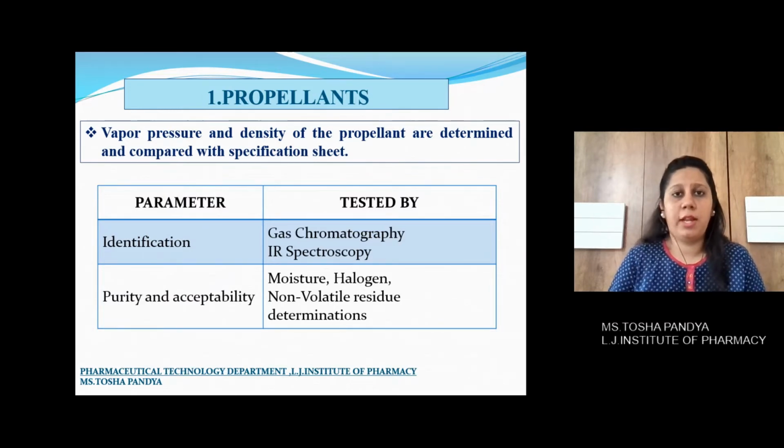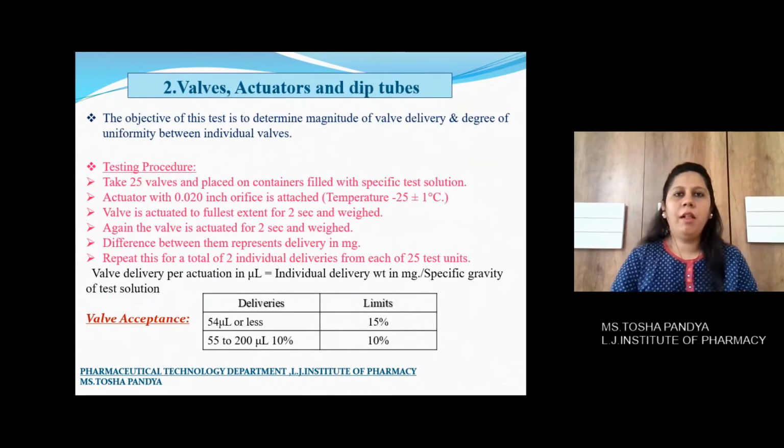Identification, like you do for any other compound, is done by gas chromatography because it is a liquid component, or by IR spectroscopy. And the purity and acceptability are done by moisture content analysis through Karl Fischer, halogen content, non-volatile residue content analysis. Okay. The valves, actuators and dip tubes are to be tested for their valve delivery rate. Okay, so for that what is done?